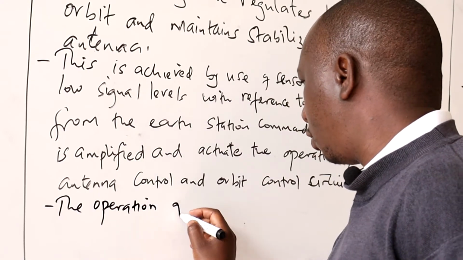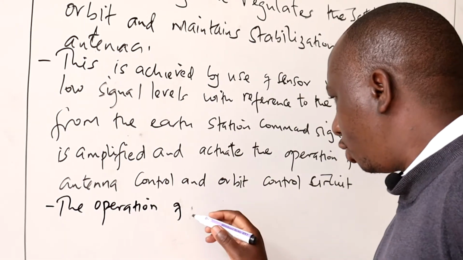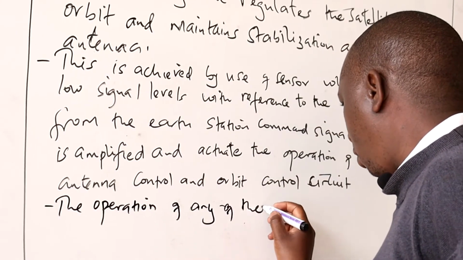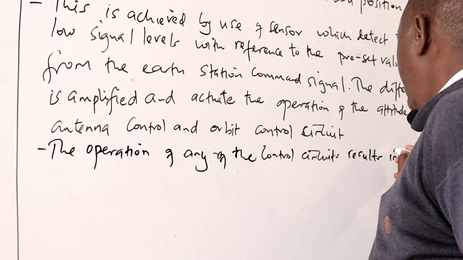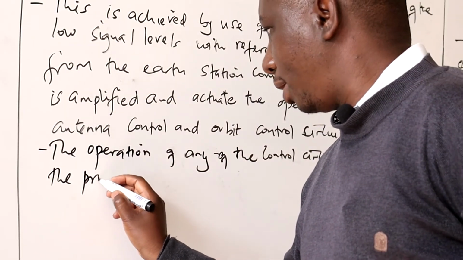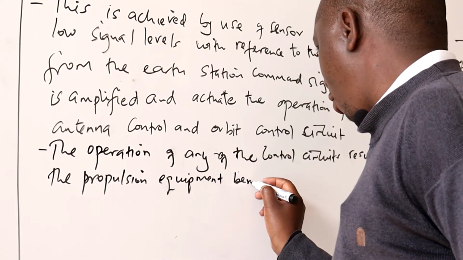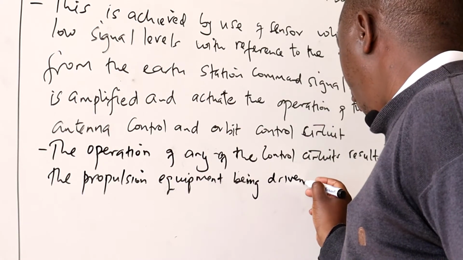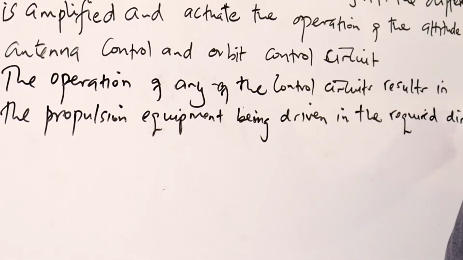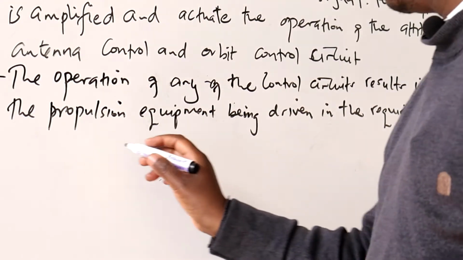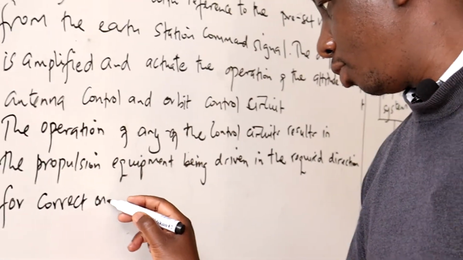The operation of any of the control circuits results in the propulsion equipment being driven in the required direction for correct orientation.